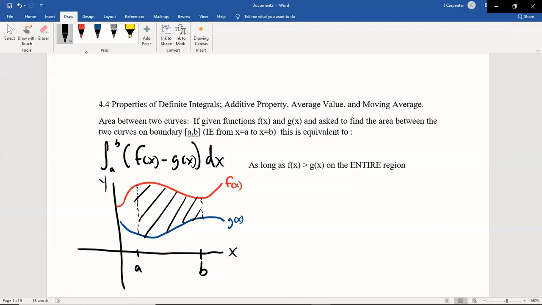This integral represents this two-dimensional space. You have to go f minus g because the red f is higher than the blue g. And it's true across the entire boundary from a to b. Now, this doesn't always happen. These functions can crisscross. And if they crisscross, you'll have to account for that. But we'll hold on to that idea for later. So what's happening? Why does this actually work?